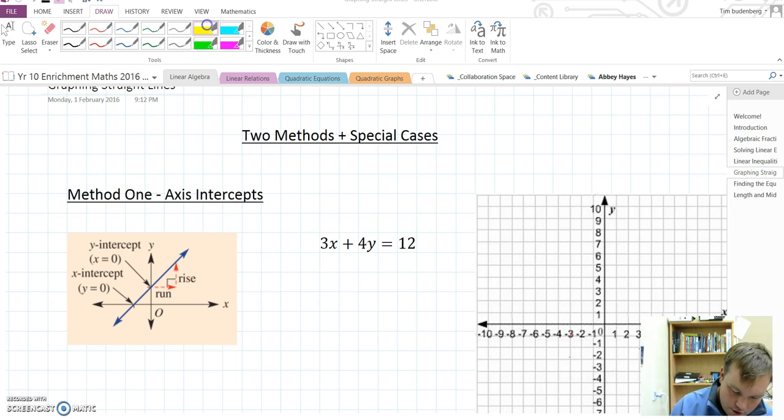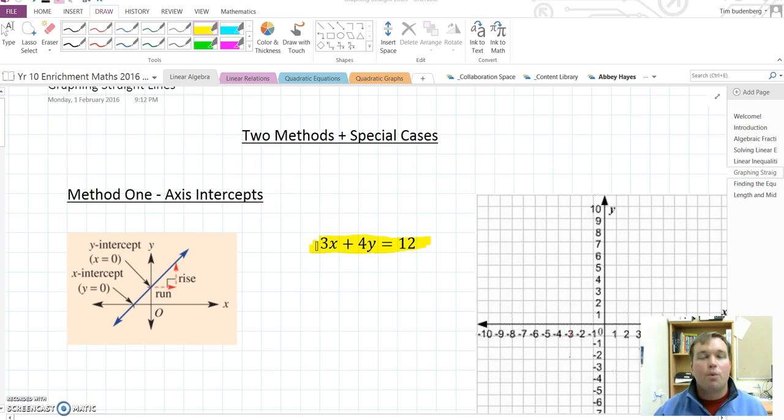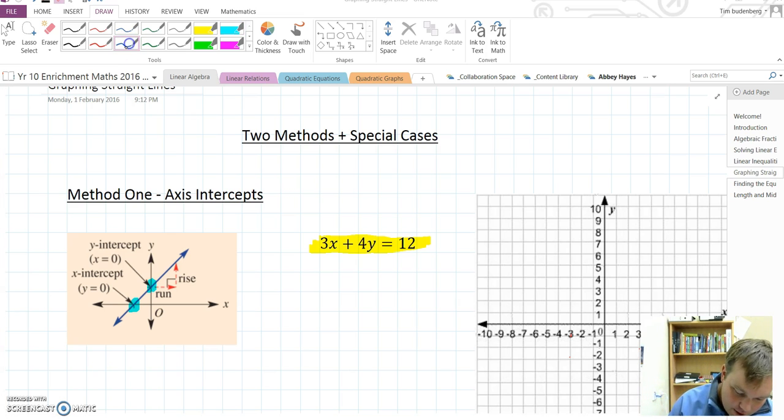So just a reminder, general form looks like this, where you have ax plus by equals a constant, where a and b are whole numbers, or any numbers, fractions, whatever. And essentially what we're doing in this method is we're finding where the line crosses the y-axis, where the line crosses the x-axis, and from there we're going to join those 2 points and draw a line straight between them. Alright, so how do we do this with this specific equation?